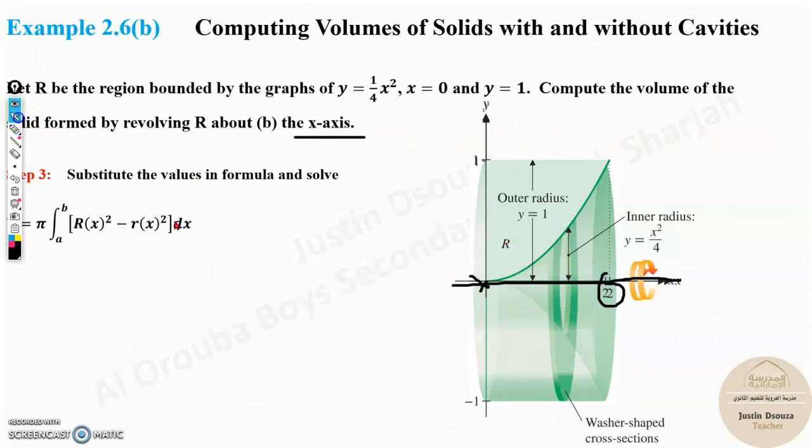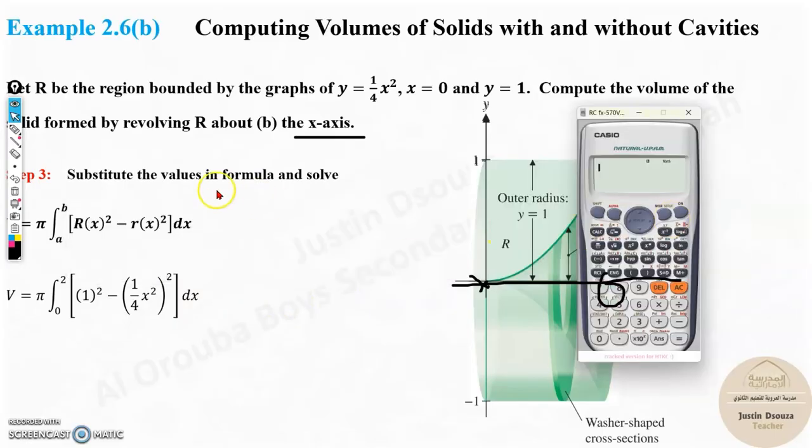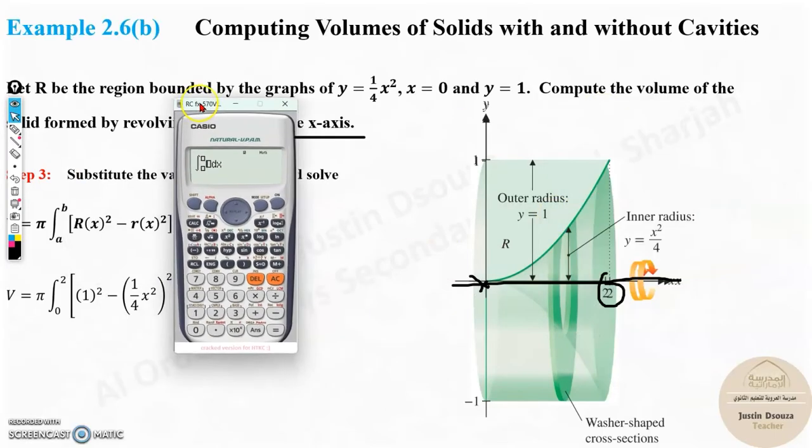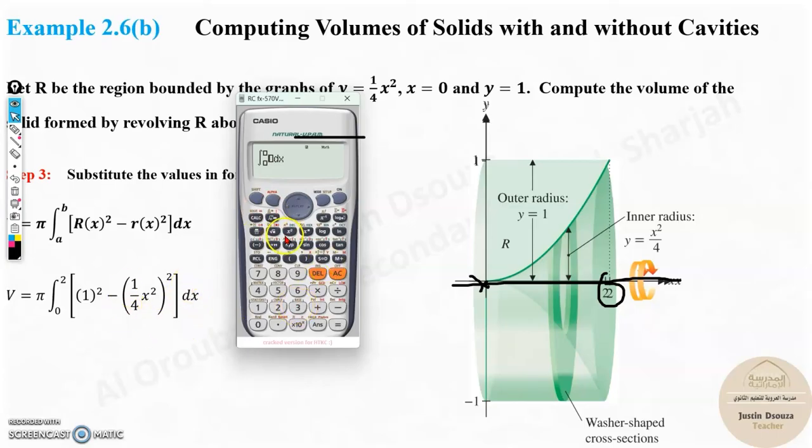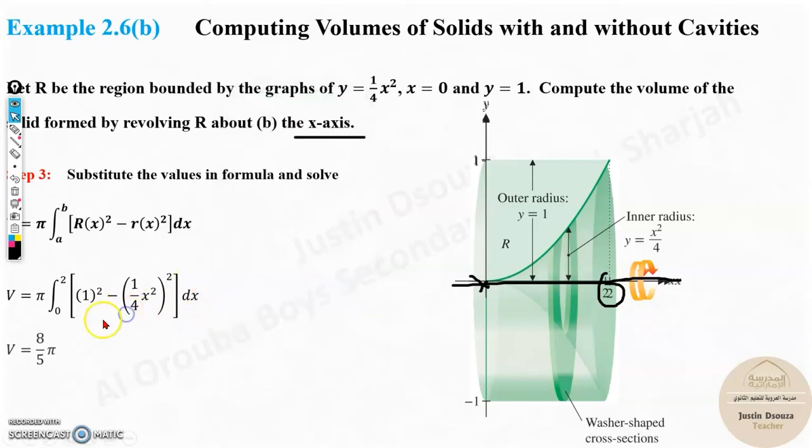We found it in the last problem. So it's 0 to 2, 1 squared minus quarter x squared, the whole squared. So this is it. Now we can apply it. You can put it in the calculator and solve it by using this symbol over here. Use this symbol, solve it up. You will get the answer. You can try it by yourself and check the answer.